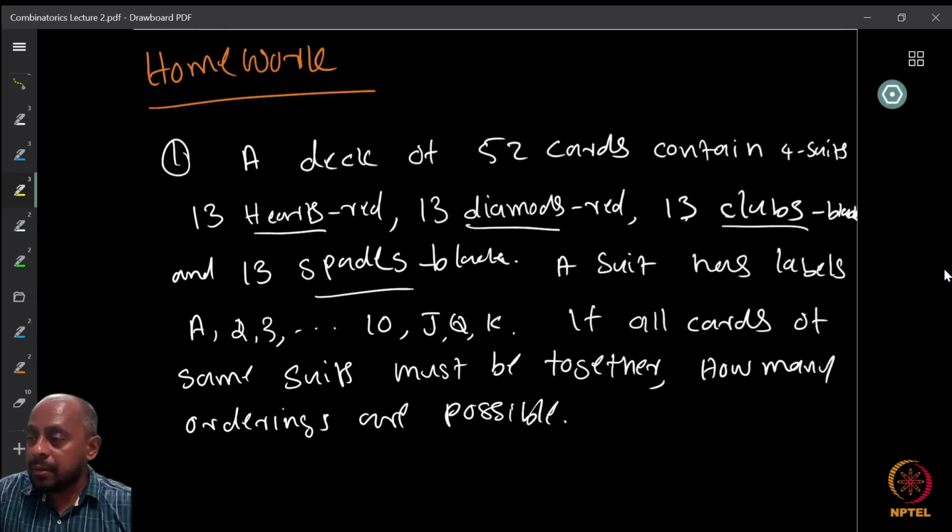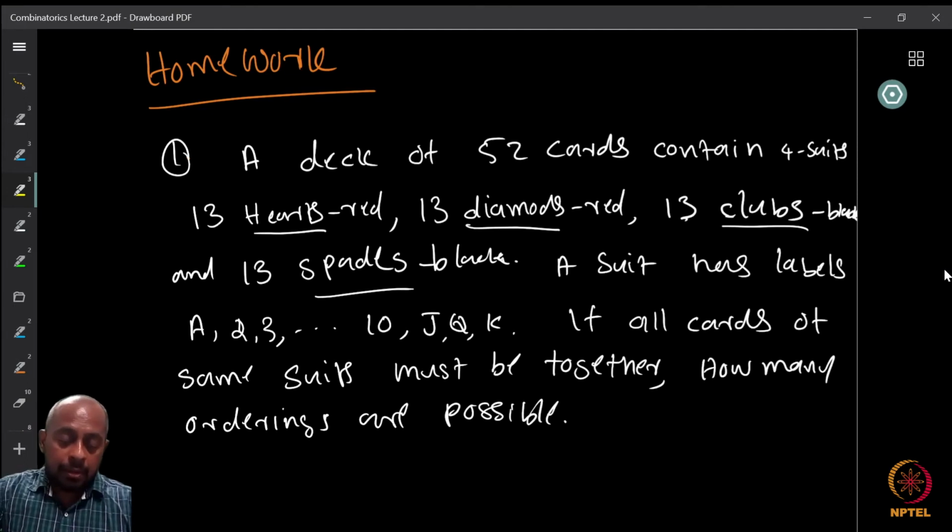Time for homework. Okay, so here are some of the homeworks. We have a deck of 52 cards. I hope that all of you are familiar with playing cards. If not, a deck contains 4 suits: 13 hearts, with the heart symbol, which are red colored, then 13 diamonds, which are also red colored, 13 clubs, and 13 spades, and they are black.